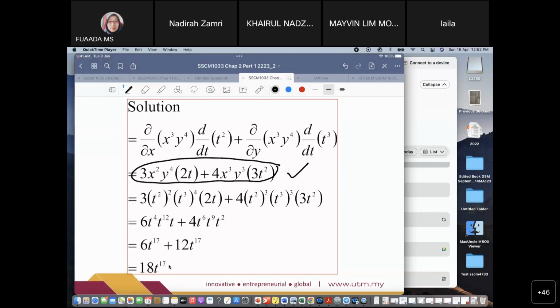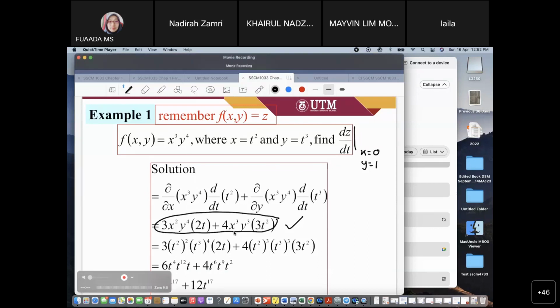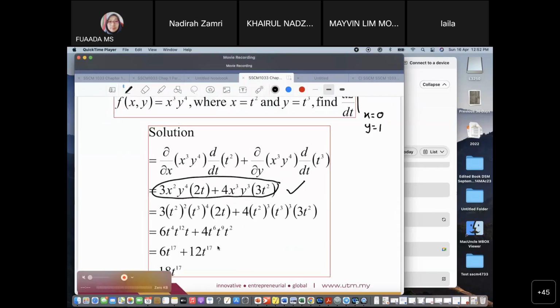Do you understand what I mean? But sometimes they just ask you to evaluate. For example, using this one, find dz over dt, and they give you a specific point, for example x equals 0, y equals 1. So you have to evaluate, and your final solution must be a number. We don't bother about what kind of expression you have, whether only t or x, y, t, as long as you give me the final answer as a value, because they asked you to evaluate.